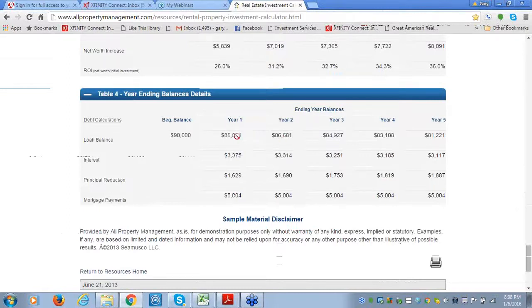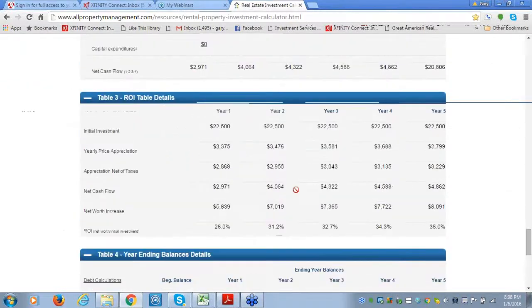For example, you can see what happens to your loan balance over a 5-year period. You can see how much interest you pay each year. You can see the principal reduction. You can see the mortgage payments you're actually making. Your ROI, your yearly appreciation, because you're taking the appreciation on your property, all right? Appreciation, how much the property goes up in value, less taxes, all right? Cash flow, your increase to your net worth, and basically your overall ROI.